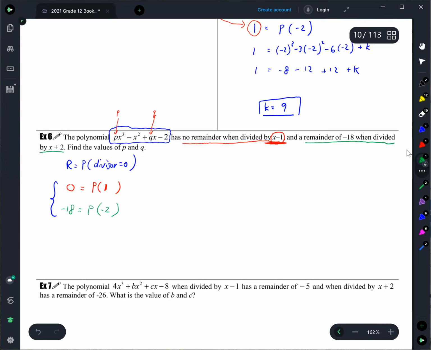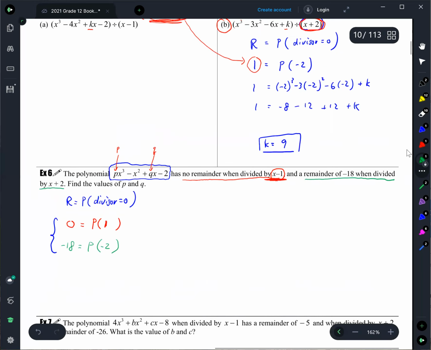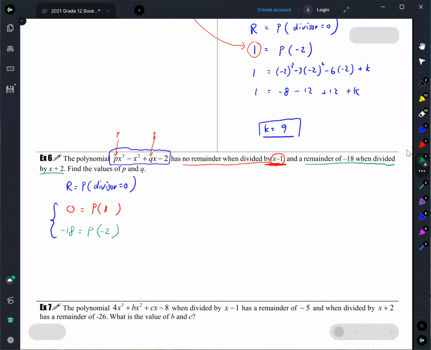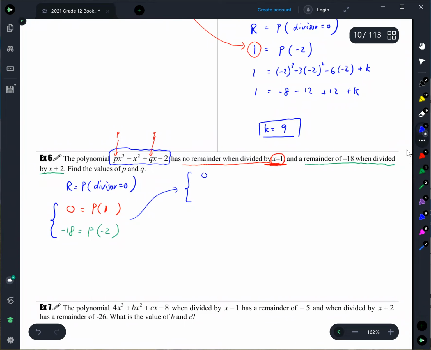Okay. Remainder equals p of whatever makes the divisor become 0. It's similar to question B we just finished, right? Except we have 2 of them. So p of 1 means you need to sub the 1 into the x. From there, we can sub in the 1. So you get p times 1 cubed minus 1 squared plus q times 1 minus 2.